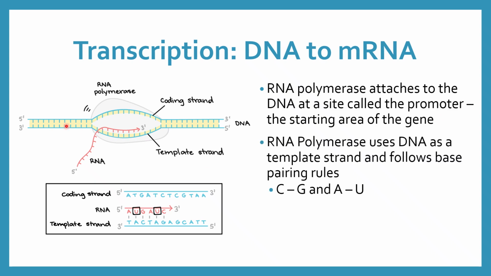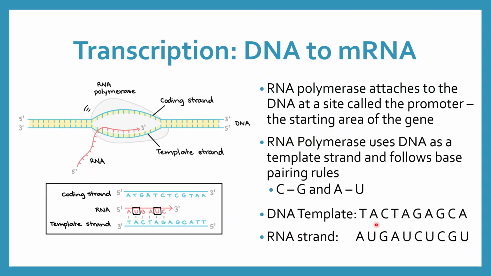And from there, it moves, same thing as DNA polymerase, in the 5' to 3' direction, and it follows the same base pairing rules. C bonds with G, and A bonds with U. When we copy DNA, remember A and T go together, but because we're making RNA, RNA doesn't have a T, it has a U instead. So the A would bond with a U whenever you would want to put a T.